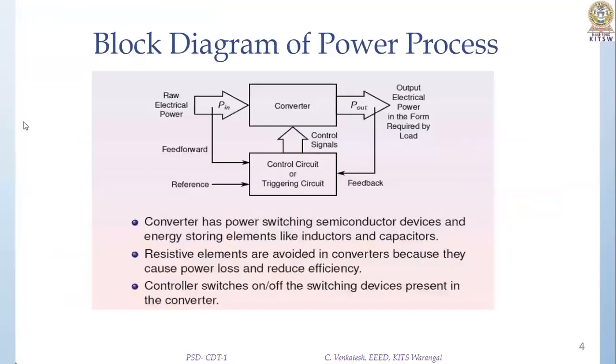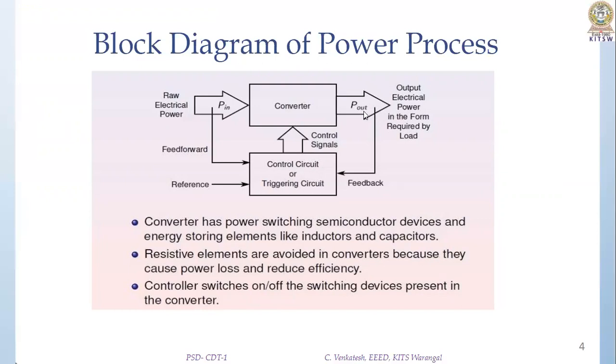In the power electronics course, we have seen this block diagram. There is a power electronic converter. It takes some input, which can be raw electrical power, and you get the desired output electrical power in the form required by the load. As per the load requirement, you generate the output power. Say the load requires 150 hertz frequency, or the load requires a 5 kilohertz frequency output waveform, or the load requires 150 volts RMS value.